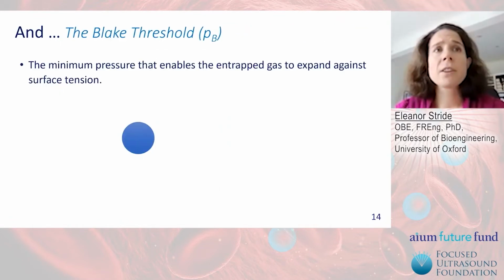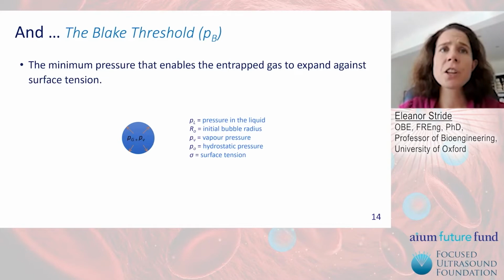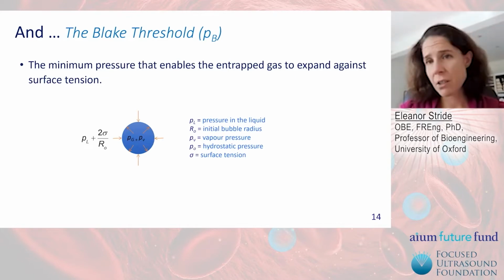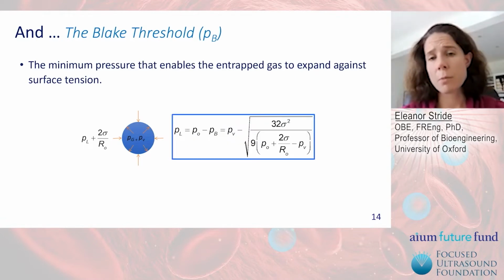Or if you prefer to think of it in terms of cavitation nucleation, the minimum pressure amplitude required to activate a nucleus is the Blake pressure. And unfortunately, because of the effect of surface tension, the Blake pressure increases with decreasing bubble size, so again, you need much higher pressures to activate a nanobubble compared with a microbubble.